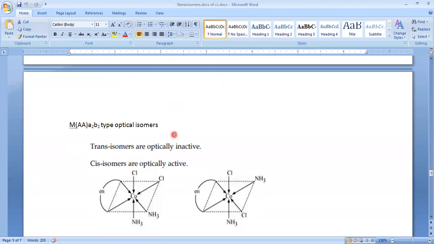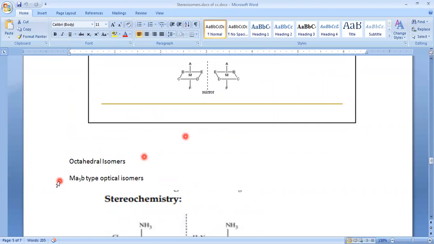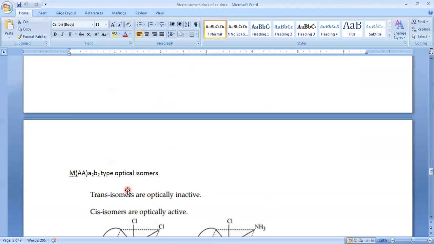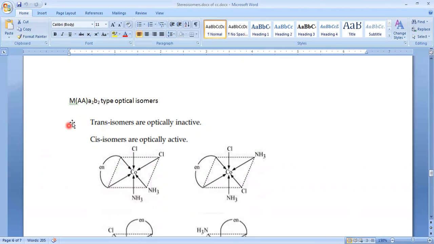And the next example here is MABCDEF, and this is MA5B. You can take a number of examples, such as MA4B2, also MA3B3, or MA2B2C2, like that. Now, a mixed complex compound has a symmetrical bidentate ligand and monodentate ligands. Capital AA in parentheses is a symmetrical bidentate ligand, with two similar monodentate ligands and two other similar monodentate ligands. So it can give optical and geometrical isomers also.